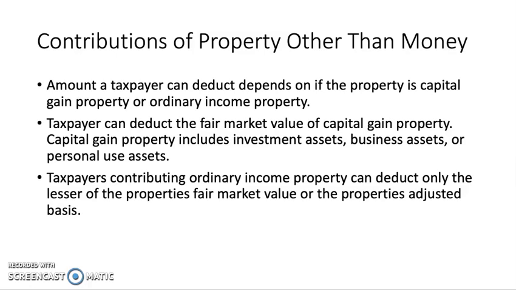Contributions of property other than money. The amount a taxpayer can deduct depends on if the property is capital gain property or ordinary income property. A taxpayer can deduct the fair market value of capital gain property. Capital gain property includes investment assets such as business assets or personal use assets. Taxpayers contributing ordinary income property can deduct only the lesser of the property's fair market value or the property's adjusted basis.